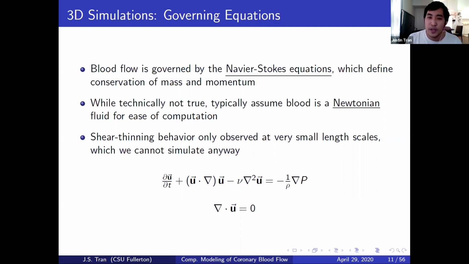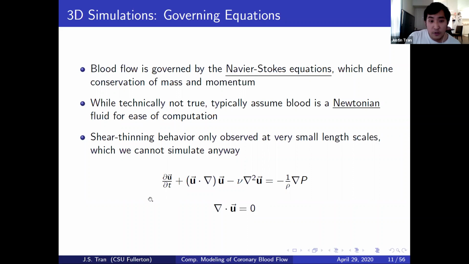But in the bigger vessels, the greater vessels in your body, you basically don't see the blood cells. You assume that the blood is just a continuum fluid, so in that case we assume it's Newtonian. And there are a lot of experimental measurements that back this up too. So for the big vessels, we assume it's Newtonian.